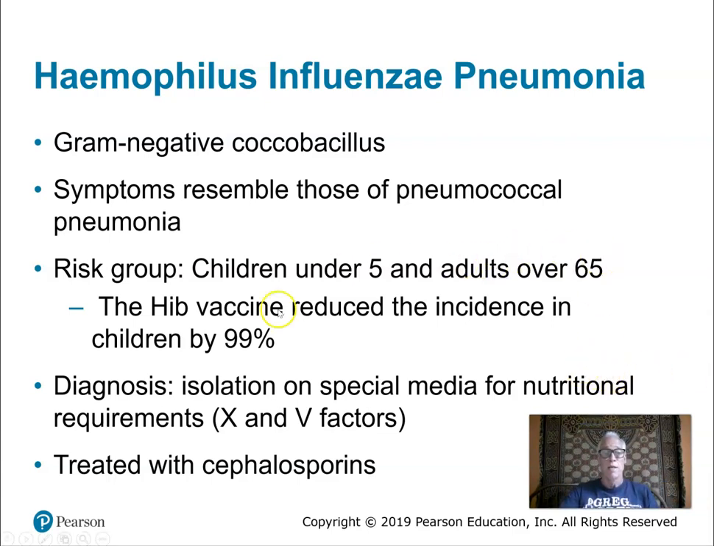But we have a Hib vaccine, Haemophilus influenzae type B vaccine, that has reduced the incidence tremendously. It's conjugated in the same way as the pneumococcal vaccine. Diagnosis, one way to diagnose it is to culture it, and it depends on X and V factors for growth in the culture medium. So it needs hemoglobin and something else, NADH, in the medium in order for it to be able to grow. Treated with cephalosporins.